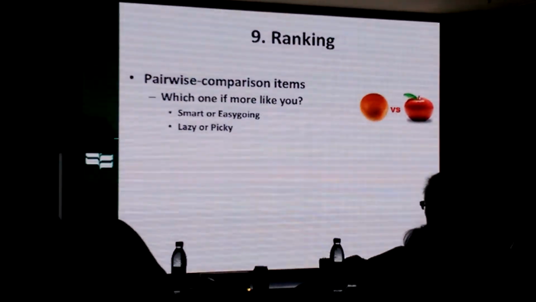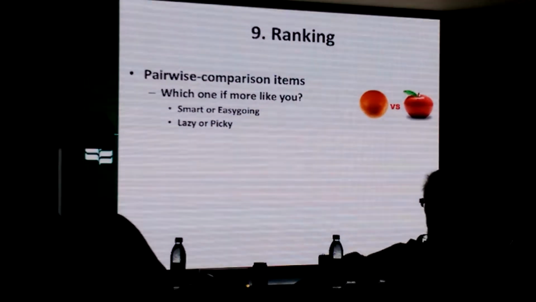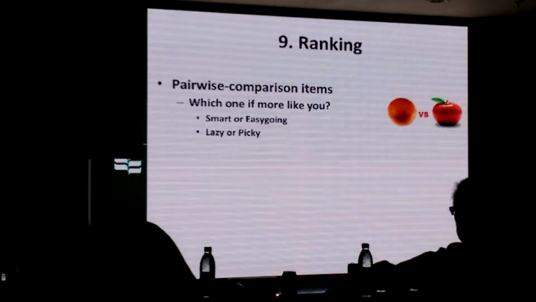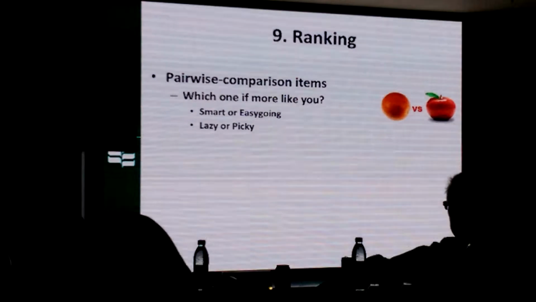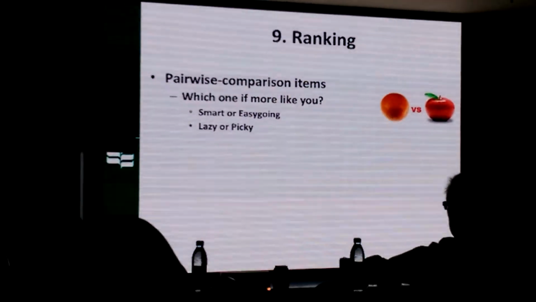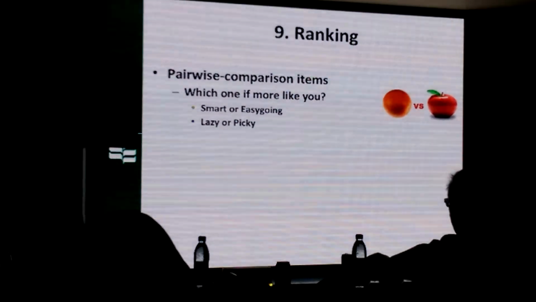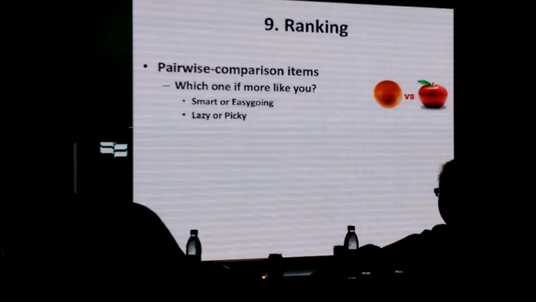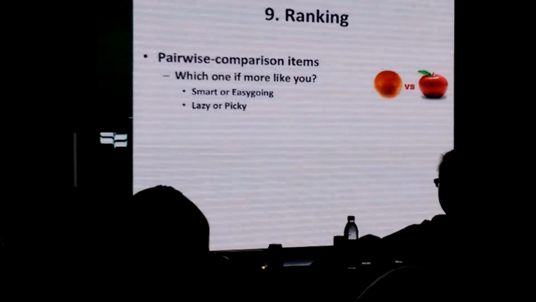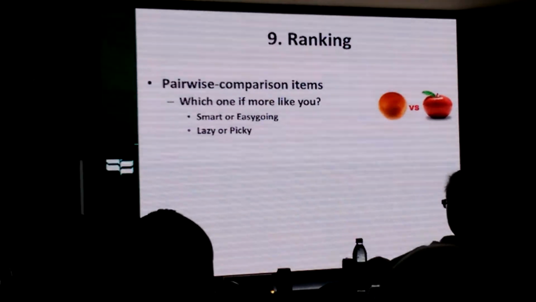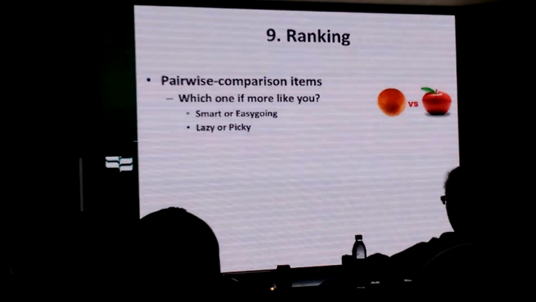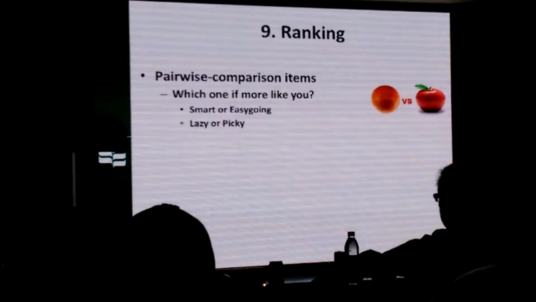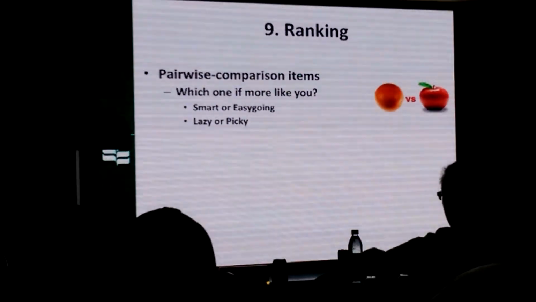This is an example, especially in personality or career interest inventories, like which one is more like you, smart or easygoing. Perhaps I will say, well, both are like me very much. I'm very smart and easygoing. Unfortunately, I have to choose one, right? Okay, I'll choose easygoing. I'm more like a social person. I will put higher value on easygoing, although I still am very smart. Or you can say, well, are you lazy or picky? None of them can describe me at all, but I have to choose one.